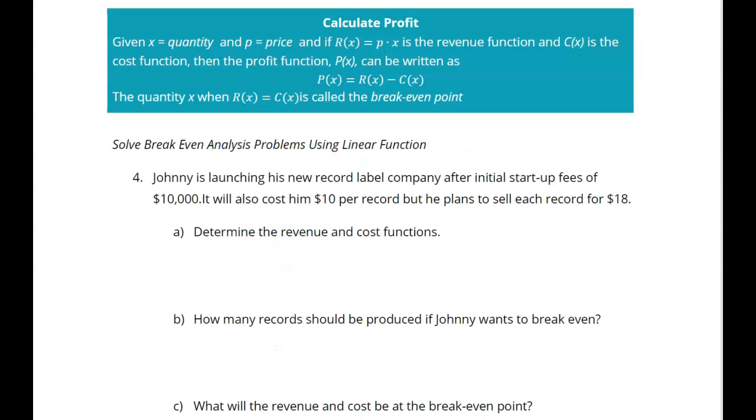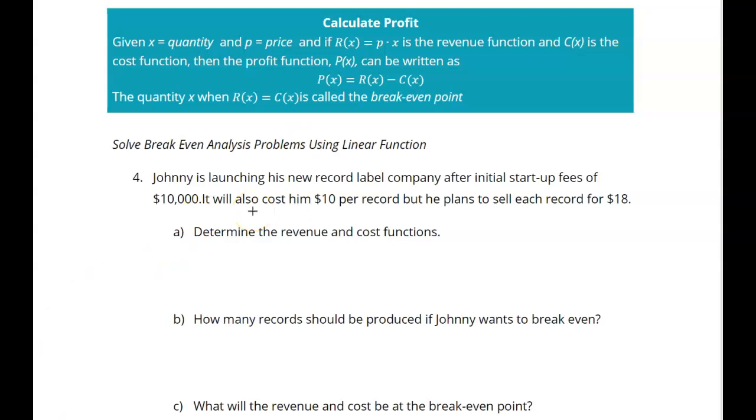Next, let's discuss the profit function. So given a quantity X and a price P, if R of X is equal to quantity times price is the revenue function and C of X is the cost function, then the profit function can be written as P of X is equal to the revenue minus the cost.